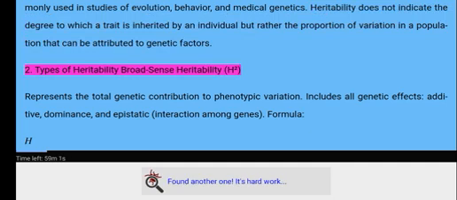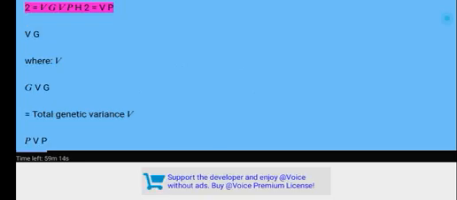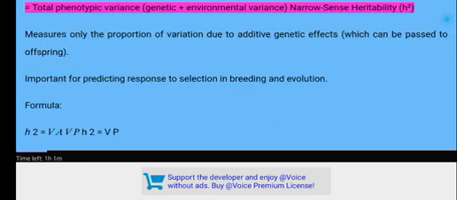2. Types of heritability. Broad sense heritability, H squared, represents the total genetic contribution to phenotypic variation. It includes all genetic effects: additive, dominance, and epistatic interactions among genes. Formula: H² = VG/VP, where VG equals total genetic variance and VP equals total phenotypic variance, genetic plus environmental variance.